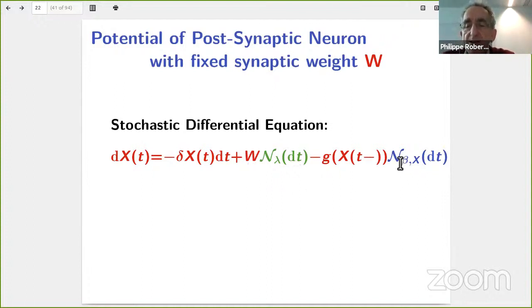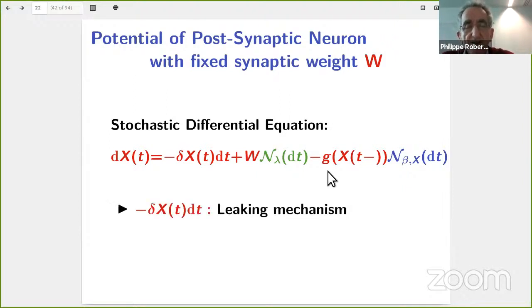And n beta x of t is a postsynaptic spike. And when you have a postsynaptic spike, you have a negative increment of the membrane potential. So we'll take some example. And this term is what we call the leaking mechanism: if nothing happens, the membrane potential will vanish or will go to some rest potential. Here, the rest potential is taken to be 0, but having another value doesn't change anything, okay?